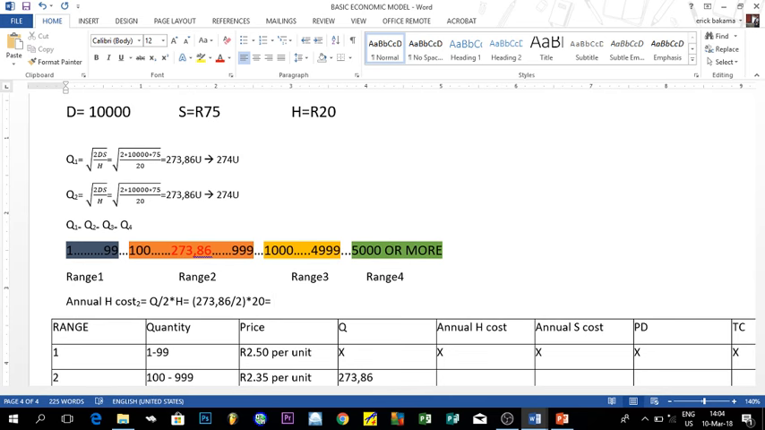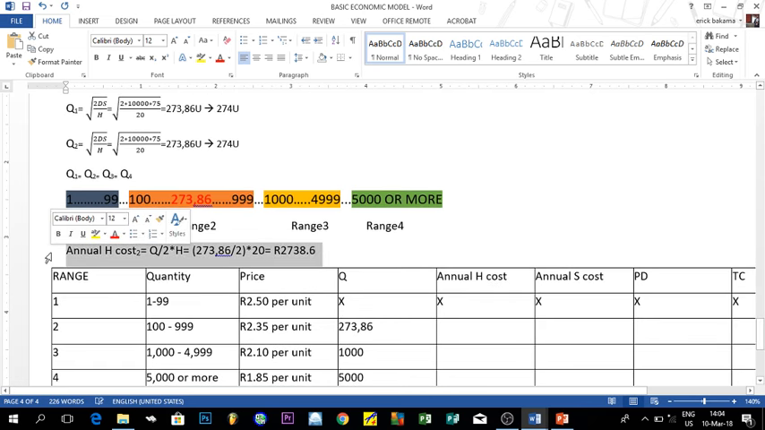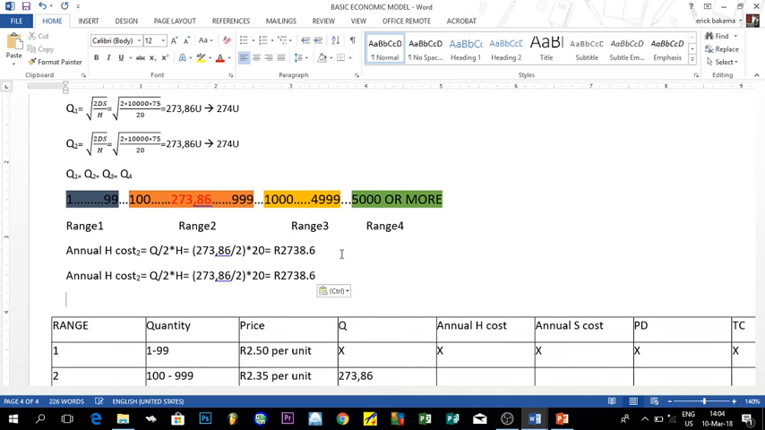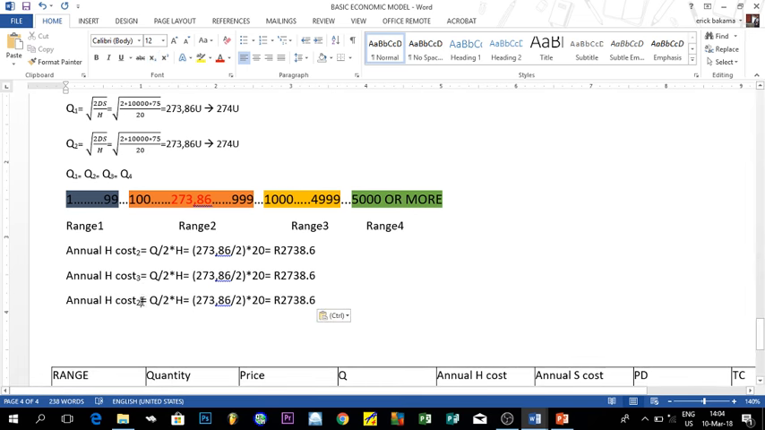So we have 273,86 divided by 2, and then we multiply by 20. So the value that we get is 2, remember, it's in rand, 273,86. So this is the annual cost as far as interval 2 is concerned. So we need to do the same thing for the third range. Now here is the holding cost for range 3, and we're going to find out something also for range 4.